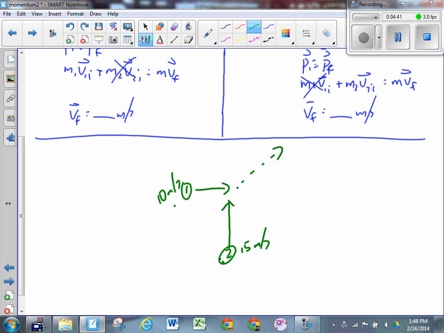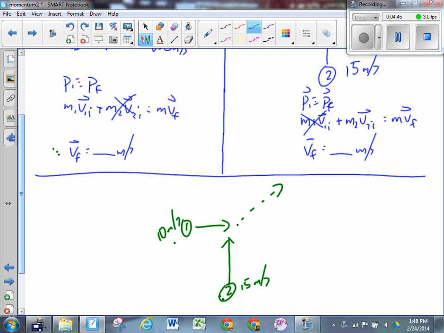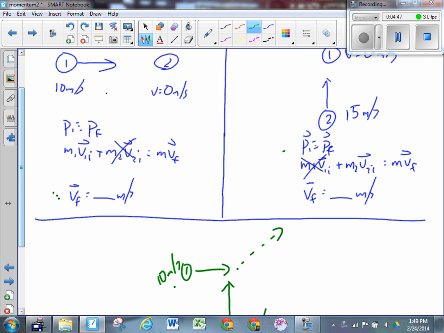Right? So part of that problem is just like this. But part of that problem is also like this, because object number two is moving upwards to the north or whatever it is. So all we're going to do when we go to solve this problem is break it up into two components, an x component and a y component. For the x component, we'll do this. For the y component, we'll do this.